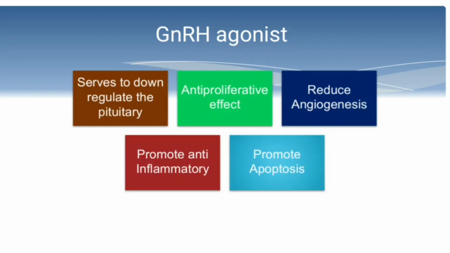Now the popular analogs, that is GnRH analogs, mostly GnRH agonist is used. How does it work? GnRH agonist causes downregulation of the pituitary. It has an anti-proliferative effect. It reduces angiogenesis. It promotes an anti-inflammatory effect and promotes apoptosis of the adenomyotic foci.